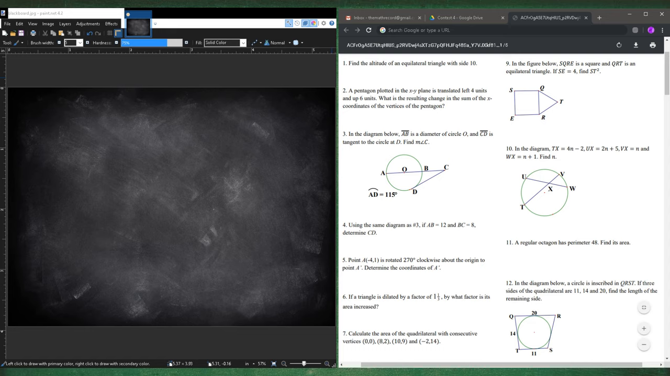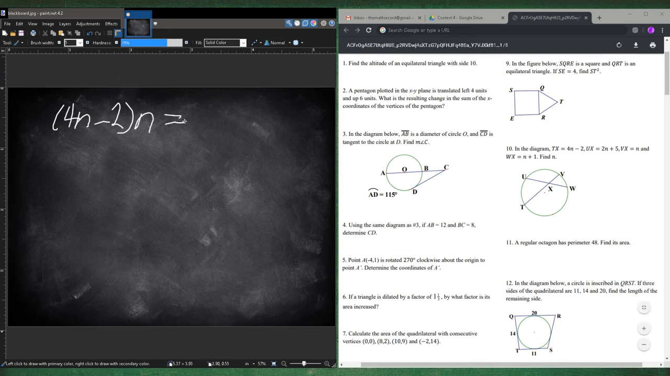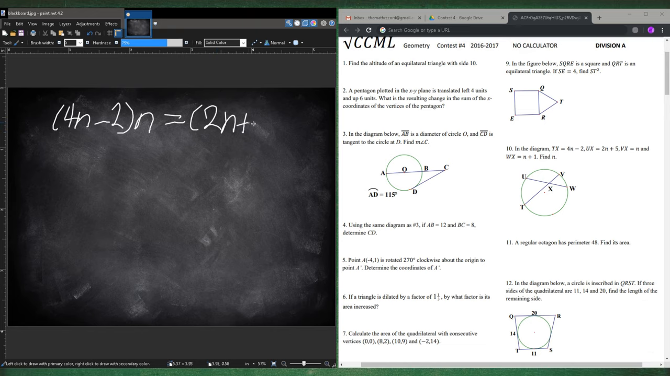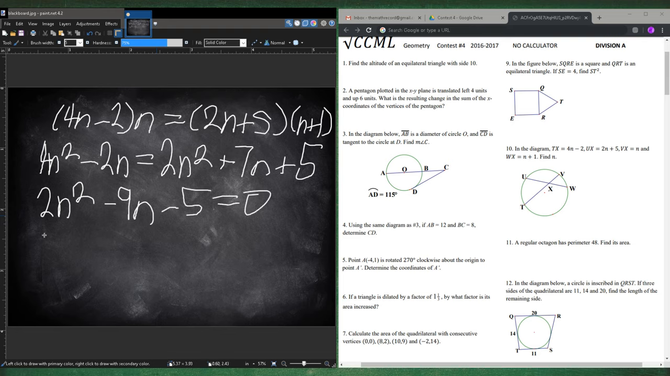So tx, which is 4n minus 2, times xv, or vx, which is equal to n, is equal to ux, which is 2n plus 5, times wx, which is n plus 1. Okay? So we get 4n squared minus 2n is equal to 2n squared plus 7n plus 5. Now you subtract to get everything into one side, so 4n squared minus 2n squared is 2n squared, minus 7n gives 9n, and minus the 5, so you get 0. So you get 2n and n, this one is minus 5, and this one's plus 1. So that's 2n squared, negative 10, that makes negative 9, and negative 5, so that factors out evenly.